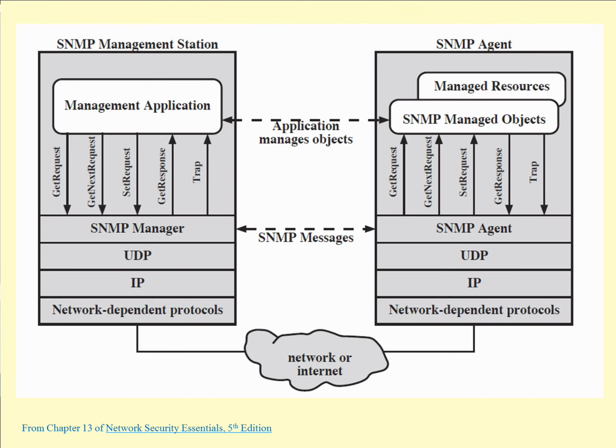We come back up from the SNMP agent. We send the GET request, GET next request, or SET request back up. We have our SNMP managed object, which is going to pull from the MIB and then return it with the GET response or a trap message, which is going to come back. It comes back through the network and back to our management application.